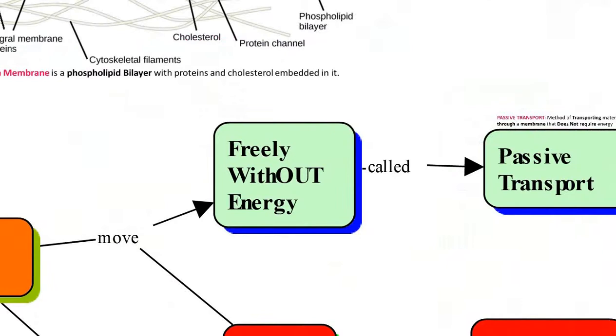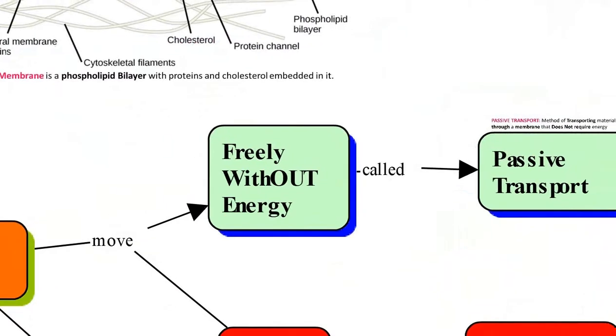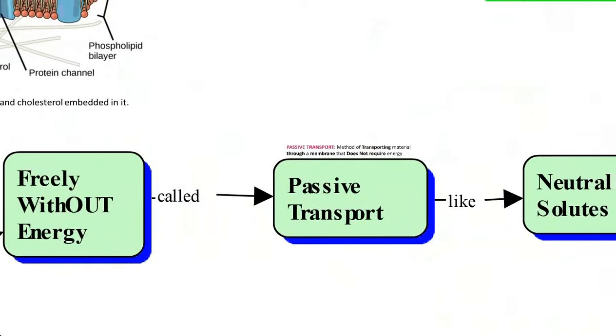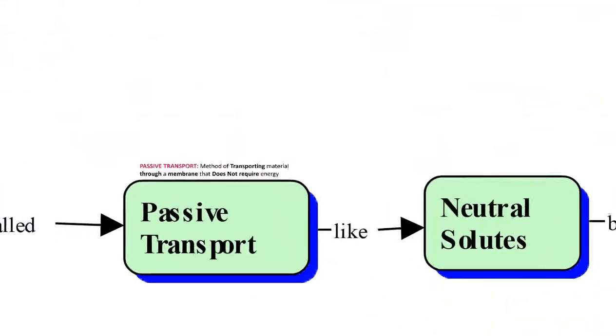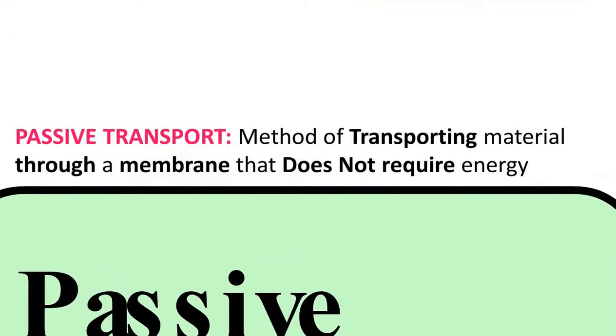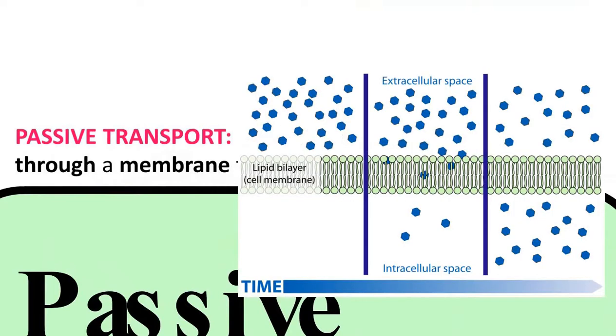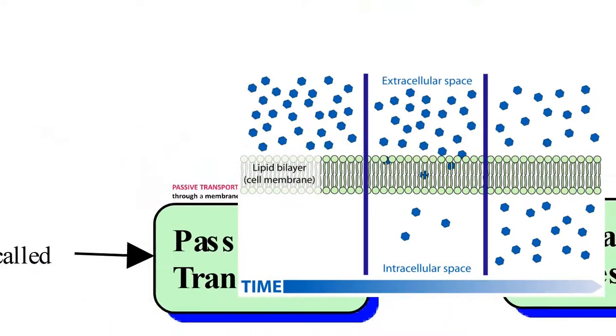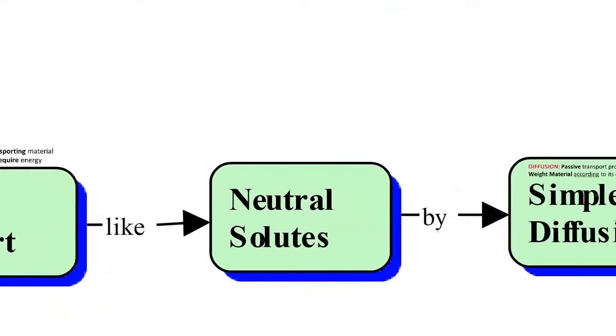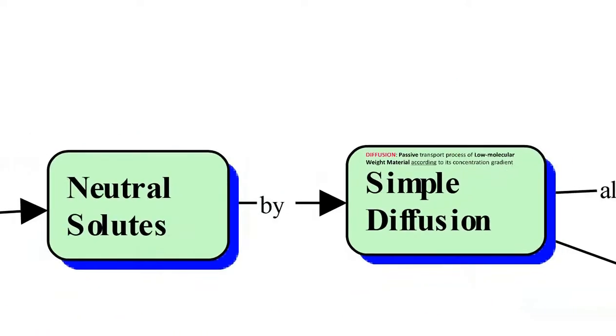In some cases, some molecules move freely without spending any energy, and that process is called passive transport. To define precisely, passive transport is a method of transporting materials through a membrane that does not require energy. If any molecules pass through the plasma membrane without spending energy, that is called passive transport. For example, neutral solutes move by simple diffusion.